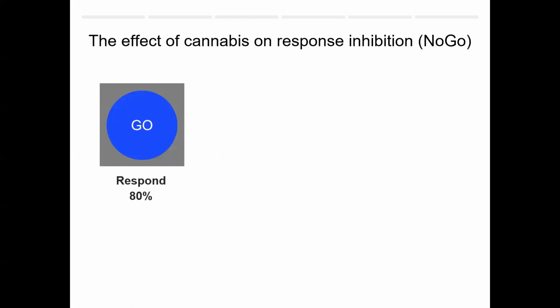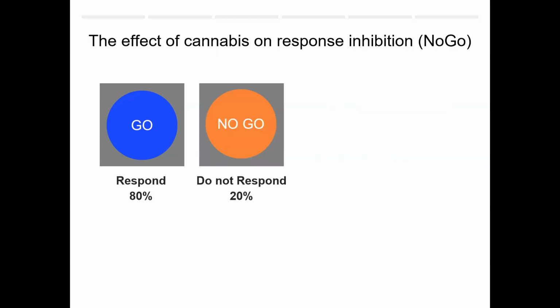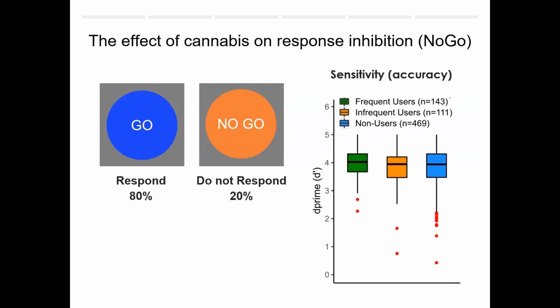And the last task I'm going to talk about is a go/no-go task. It looks at response inhibition or impulsivity. People had to hit a button every time they saw a go signal, but they were told not to hit the button when they saw a no-go. The no-go happened less frequently, 20% of the time, and they're not supposed to respond. Again, we can look at the accuracy by which you're able to respond and suppress the other response, and it doesn't differ across the 3 groups.